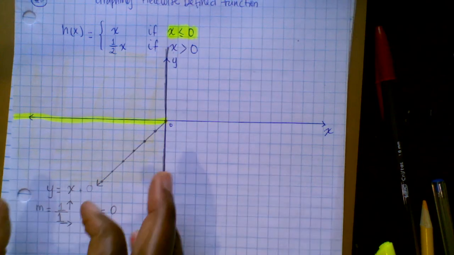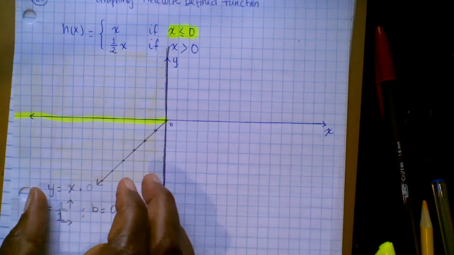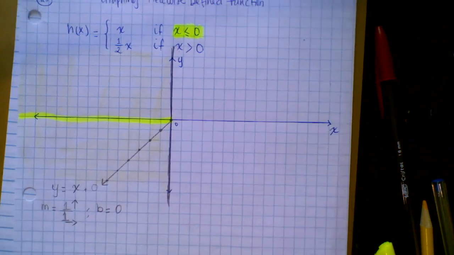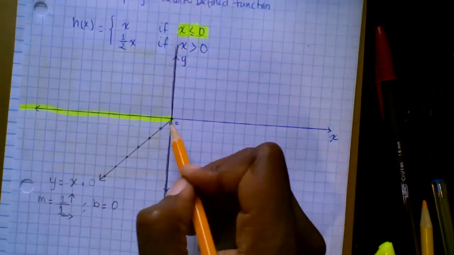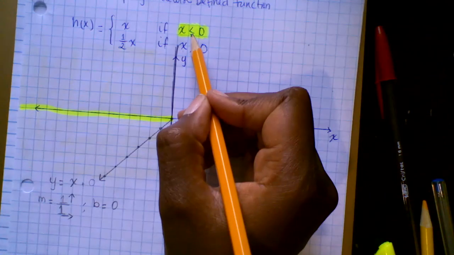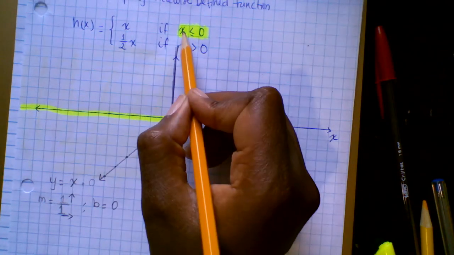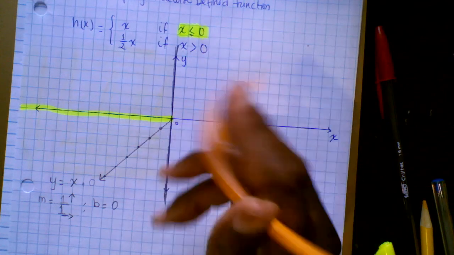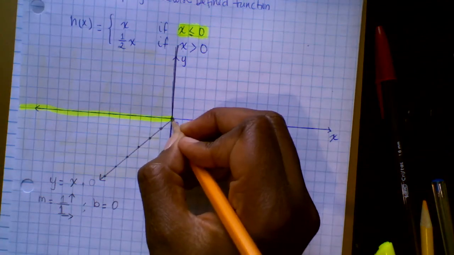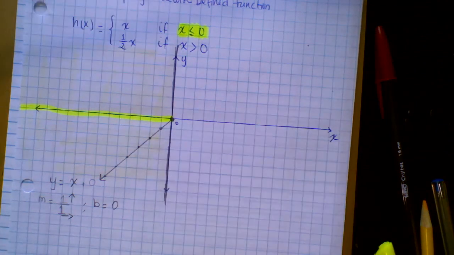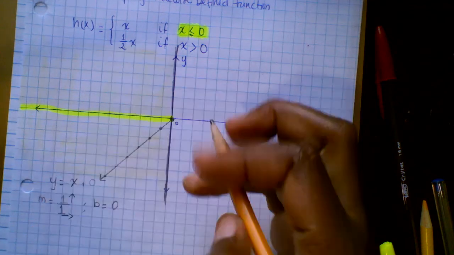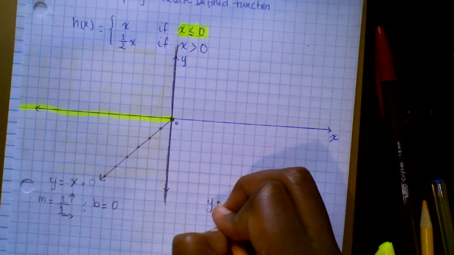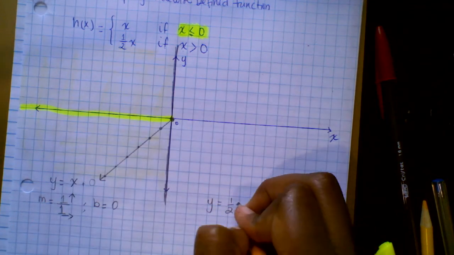Because you're only graphing a piece of the function on the specific domain. Okay, so now here, because for this function x can be equal to 0, I'm going to have a full dot. So let me draw a full dot right there. Okay, so now let's graph the line for y equals 1/2 x.